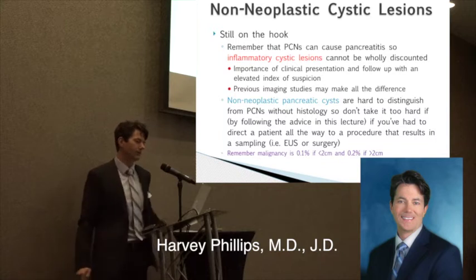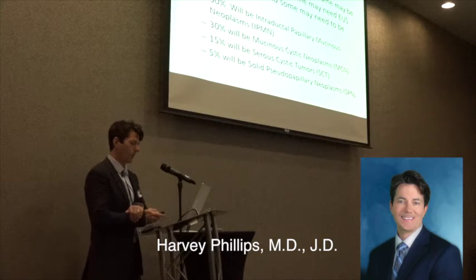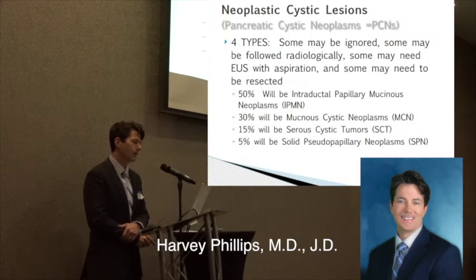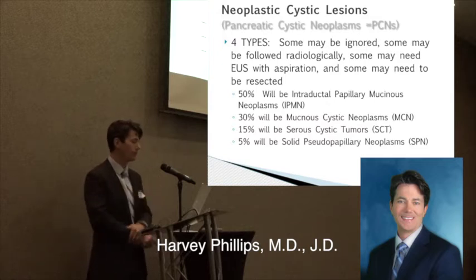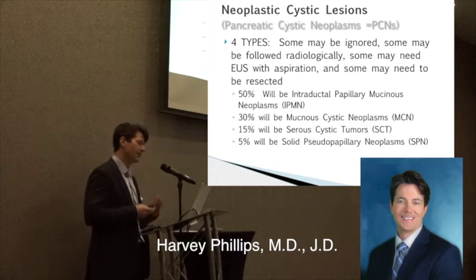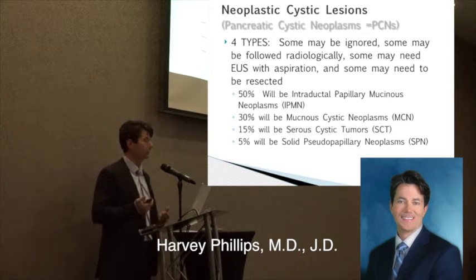All right, so here's the meat of the lecture. These are the neoplastic cystic lesions. Again, four types, so we've got four, four, and four. The thing is that there are varying ways to manage these. Some you can ignore, some you need to follow radiologically, others need to be aspirated, and then sometimes, right off the bat, you can send people to surgery.